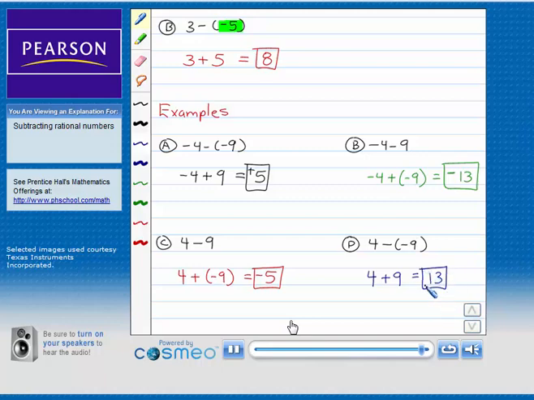Okay, you guys, so I hope this has helped you with subtracting rational numbers. And remember, to subtract the number, you must add its opposite.